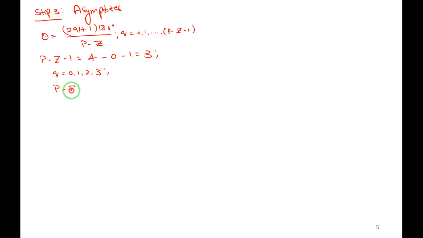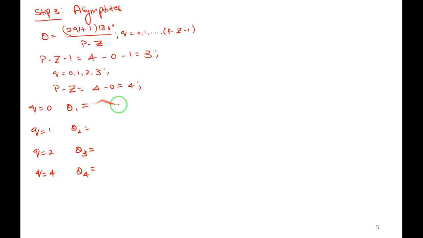Then what is p minus z? Because I want it in the denominator. So 4 minus 0, it is 4. Okay. We will find out all the angles. For q equal to 0, the angle is theta 1. We will calculate. For q equal to 1, it is theta 2. For q equal to 2, theta 3. For q equal to 3, it is theta 4. Okay, we'll try to find out. So q is 0. So 180 degree divided by 4, because p minus z is 4. So 180 divided by 4, I am getting it as 45 degree.